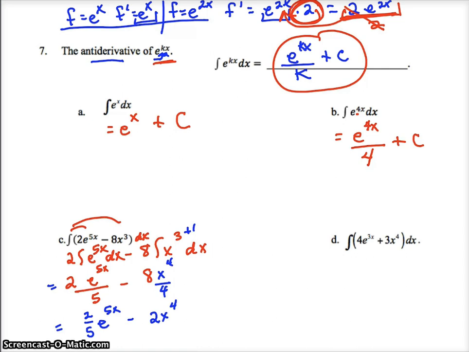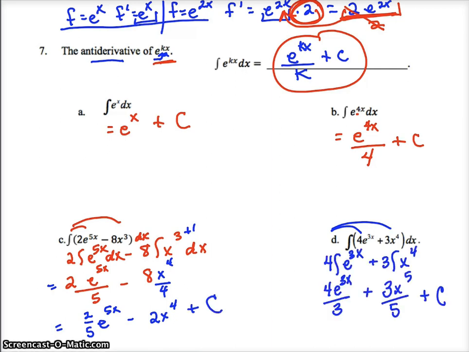Okay, I want you to pause the screencast and you try example D on your own. All right, and check and see what you got here. So I pulled the 4 to the front to use the constant multiplier rule, and the antiderivative of e to the 3x is e to the 3x divided by 3, and then we multiply that by 4. Plus, I pulled 3 to the front for the constant multiplier rule, and the antiderivative of x to the 4th is x to the 5th divided by 5, and then of course plus c because this is an indefinite integral.